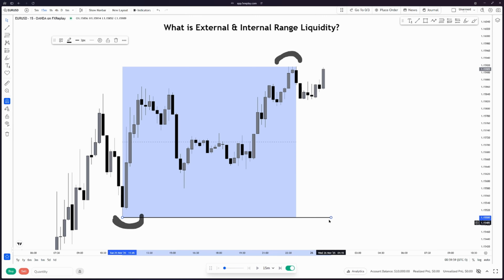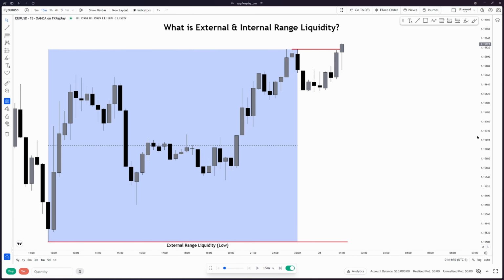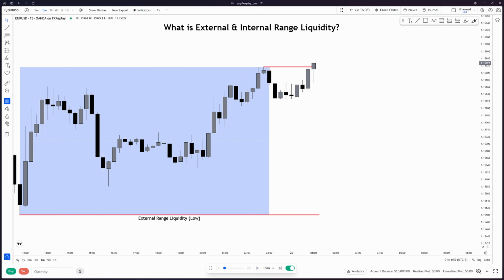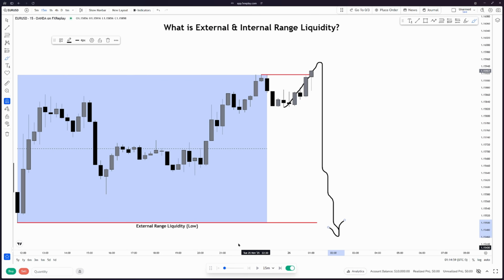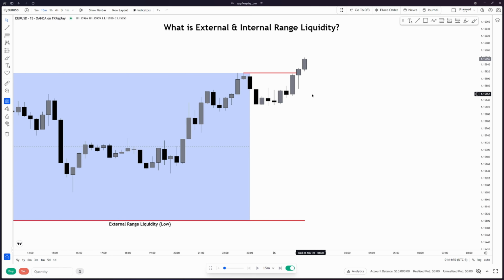So we will simply mark these external levels, and then we will wait until price takes out any one of these levels. And look closely. Price has just swept our external buy-side liquidity. When that happens, we expect price to move toward the opposite side, which is our external sell-side liquidity.